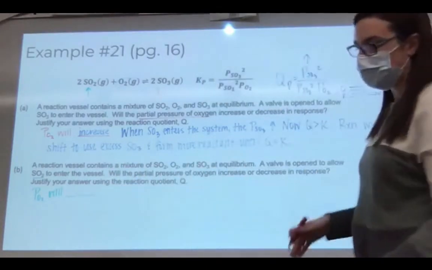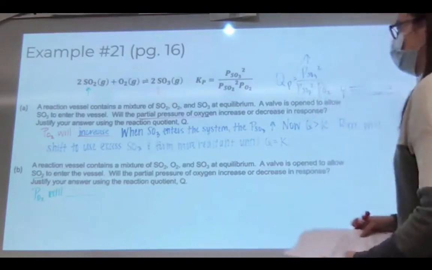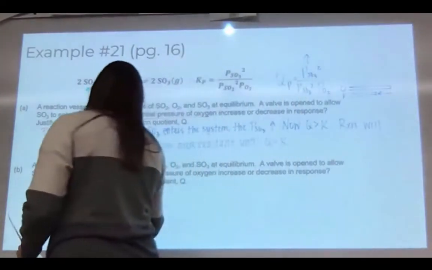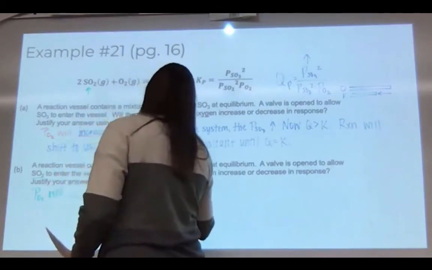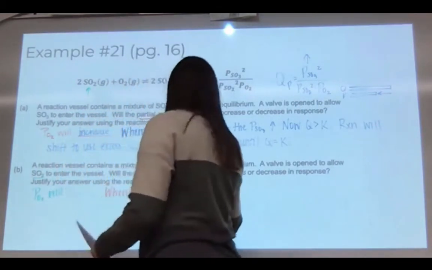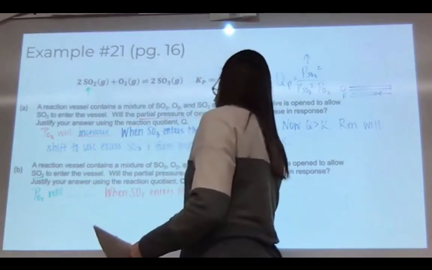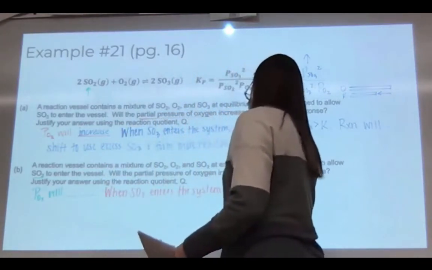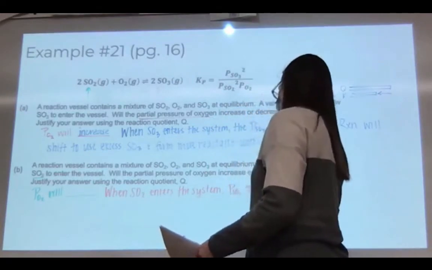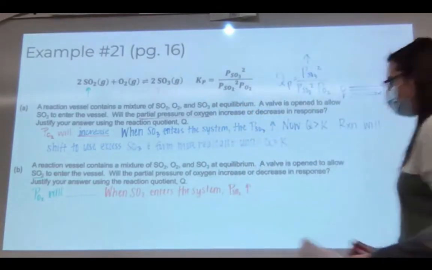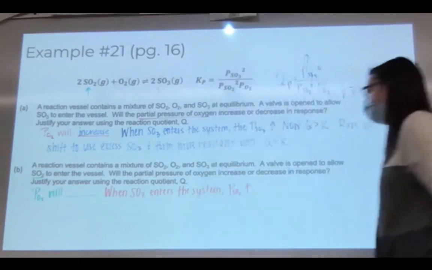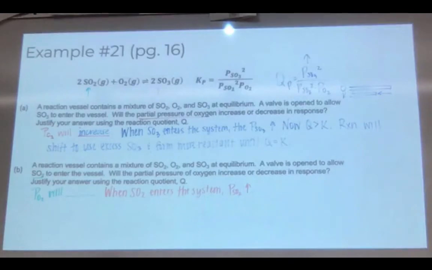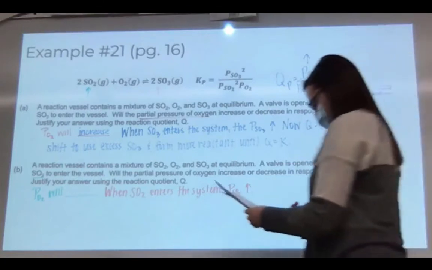And so now we're going to start our justification. I'm going to start it in a similar way. When SO2 enters the system, pressure of SO2 increases. That looks like an 80, that's an S. So when SO2 enters the system, the pressure of SO2 increases. That's just what is happening when the valve opens.